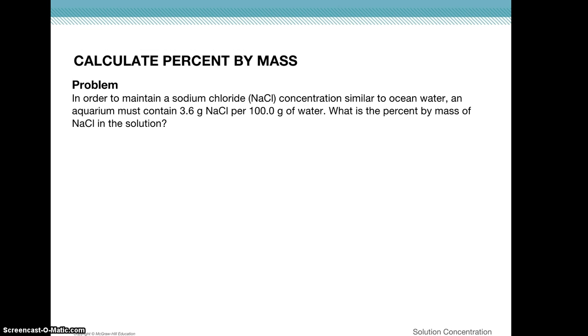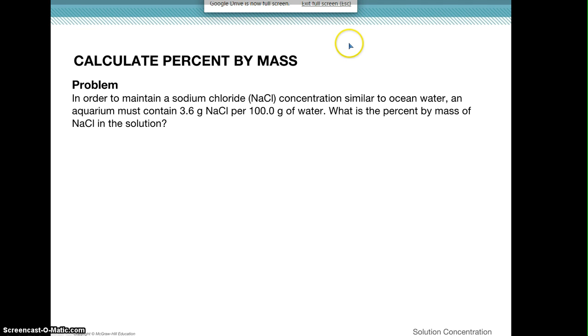So in our example, we have sodium chloride in an aquarium. It says, in order to maintain a sodium chloride concentration similar to ocean water, an aquarium must contain 3.6 grams of NaCl per 100 grams of water. And we want to know what is the percent by mass of NaCl in the solution.